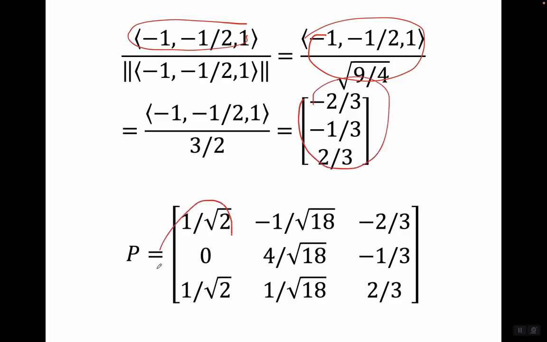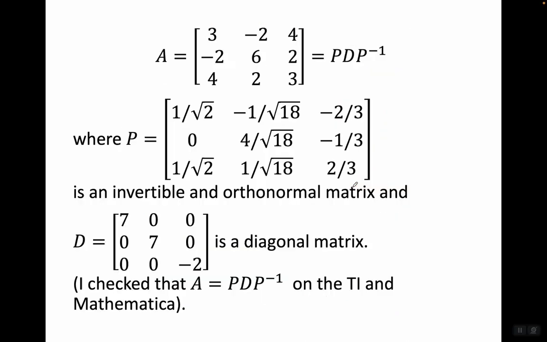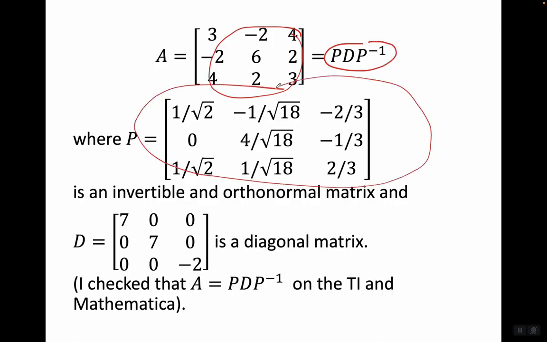Okay, so now we can replace those long vectors with vectors of length 1, unit vectors. Now we're done. We're good to go. That is our orthonormal matrix. So A equals this matrix. That was what we had earlier. And it turns out it equals PDP inverse, where P is this orthonormal matrix. It's invertible, it's orthonormal. And D is this diagonal matrix. And I checked that A really equals PDP inverse on the TI and in Mathematica.